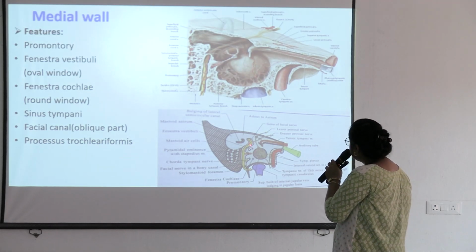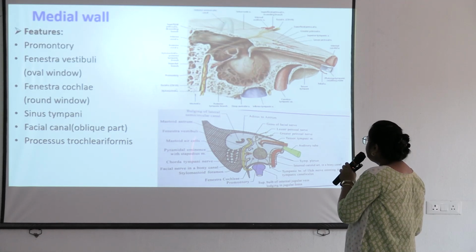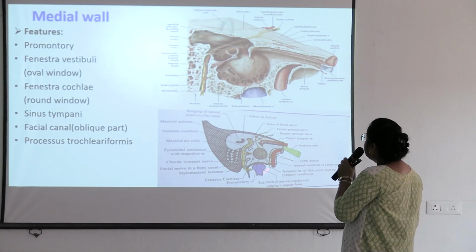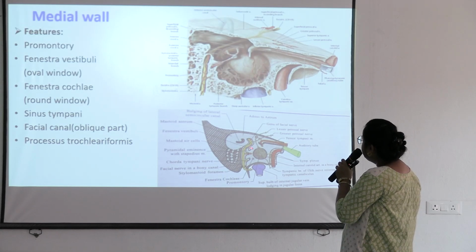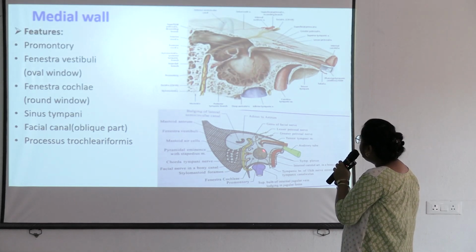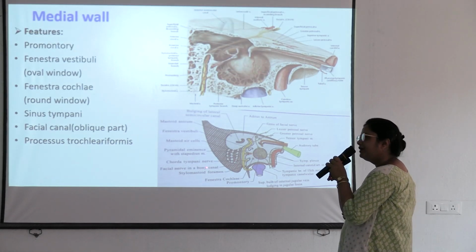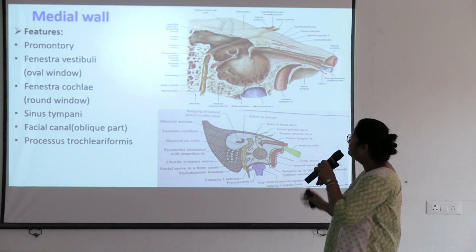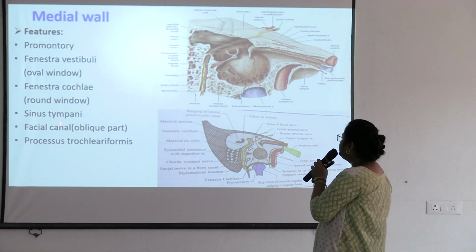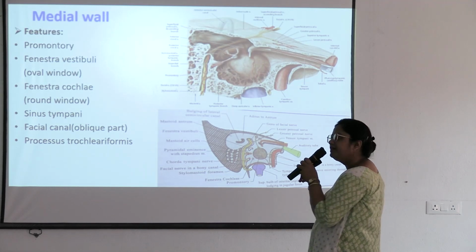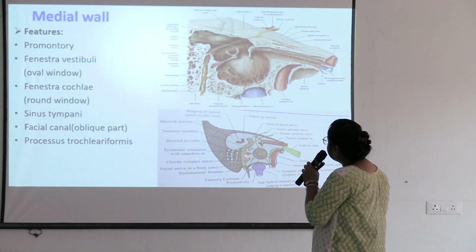Okay, in this schematic diagram, you practice a schematic diagram like this. So this is the promontory. Above and behind this promontory is the oval window. Below and behind, this is the fenestra cochleae or round window. Okay. The round window is covered by a membrane. Next is the sinus tympani. Posterior to this promontory, there is a depression that is known as the sinus tympani.